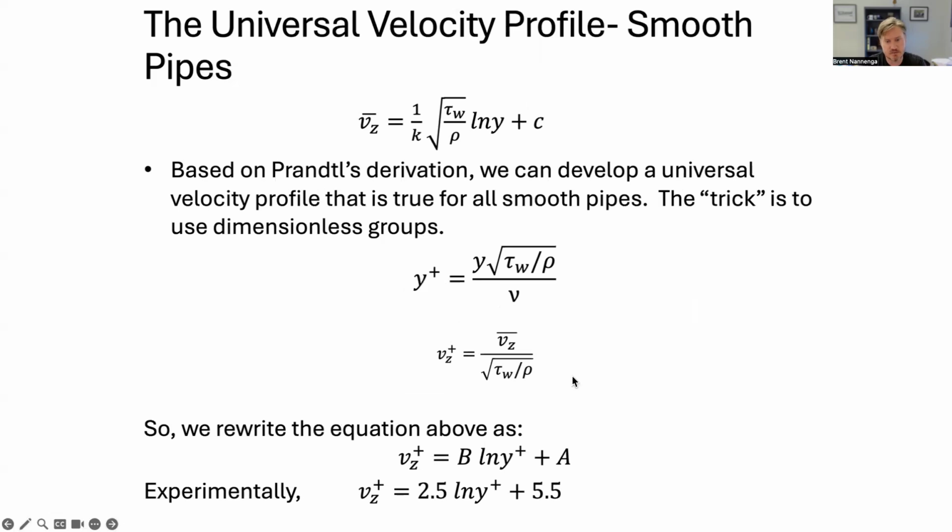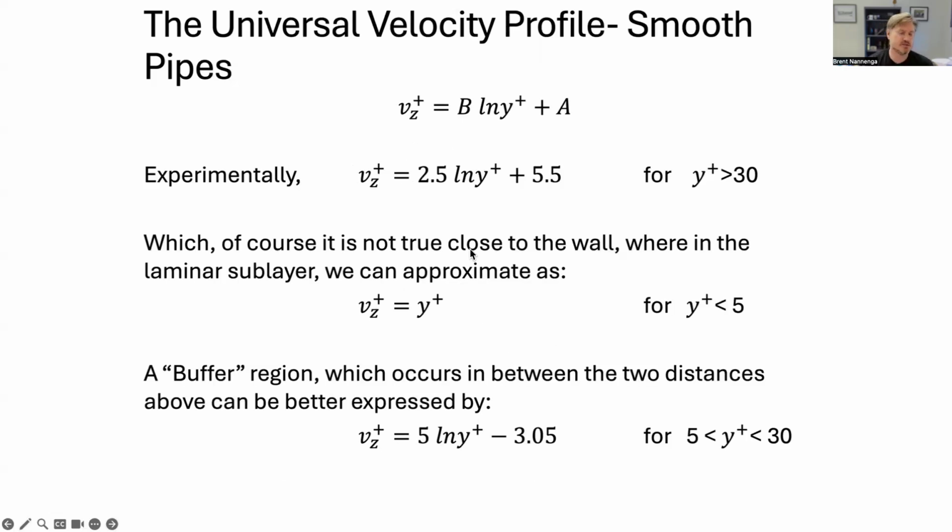Your dimensionless distance will plug in to this equation here to get your dimensionless velocity, and then you'll go back out using this equation to get your real velocity. So you use these dimensionless equations as a means to go from real space into this sort of dimensionless space, and then go into real velocity.